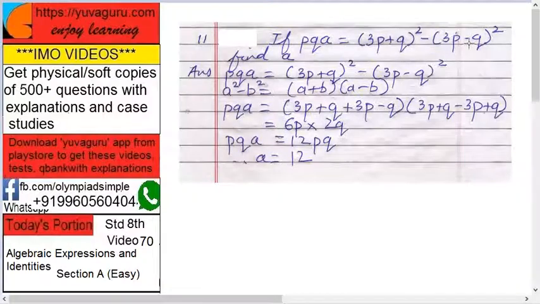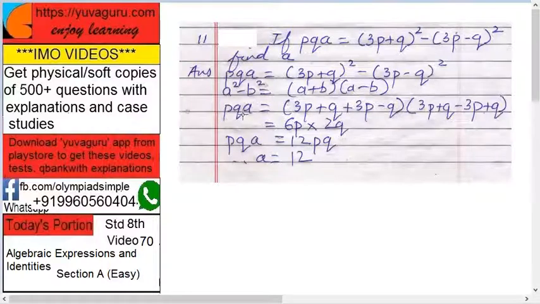This is a square minus b square. So the formula is a square minus b square equals a plus b into a minus b. And also 3p and 3p are the same, q and q are the same over here, so they might get cancelled. So use that formula, a square minus b square.